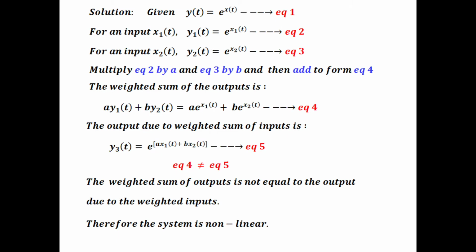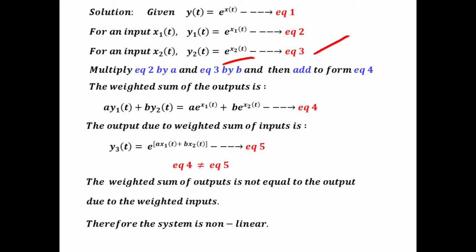So first we can take y of t is equal to e power x of t as equation 1. We have to check both superposition as well as homogeneity principle. So for an input x1 of t, the output is y1 of t is equal to e power x1 of t. Let it be equation 2. For an input x2 of t, y2 of t is equal to e power x2 of t. Let it be equation 3.